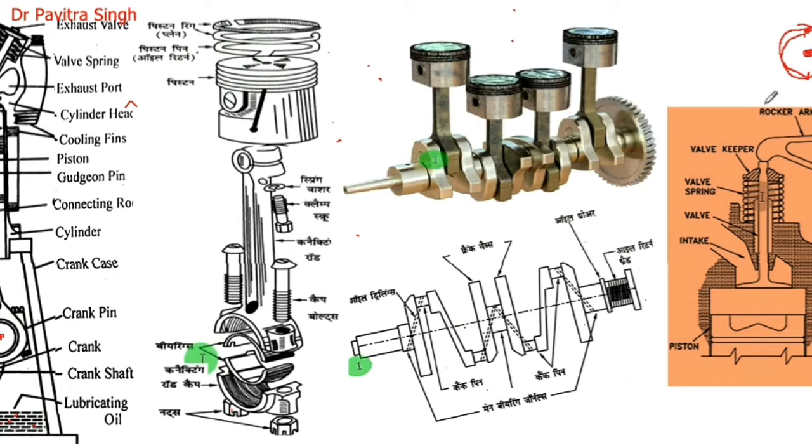Here this piston and this piston are on the same crank angle. Suppose the first and fourth pistons are connected and at the TDC position. At that time the second and third will be at the BDC position.